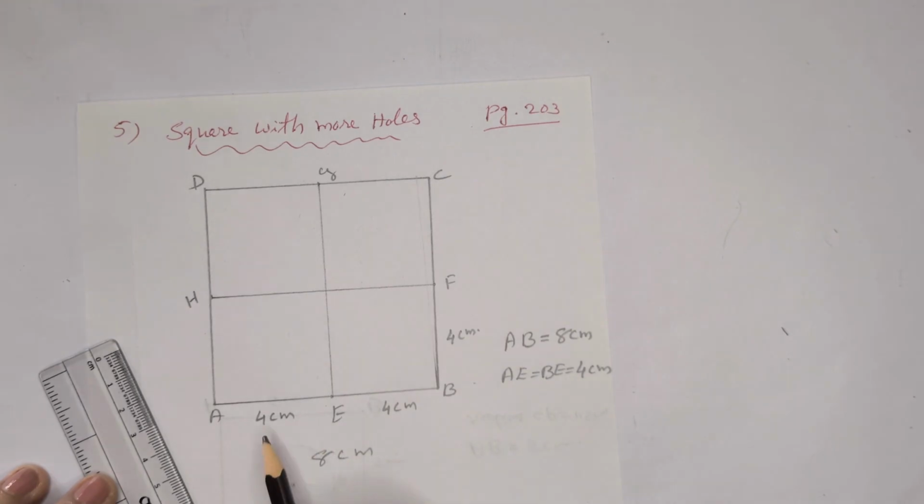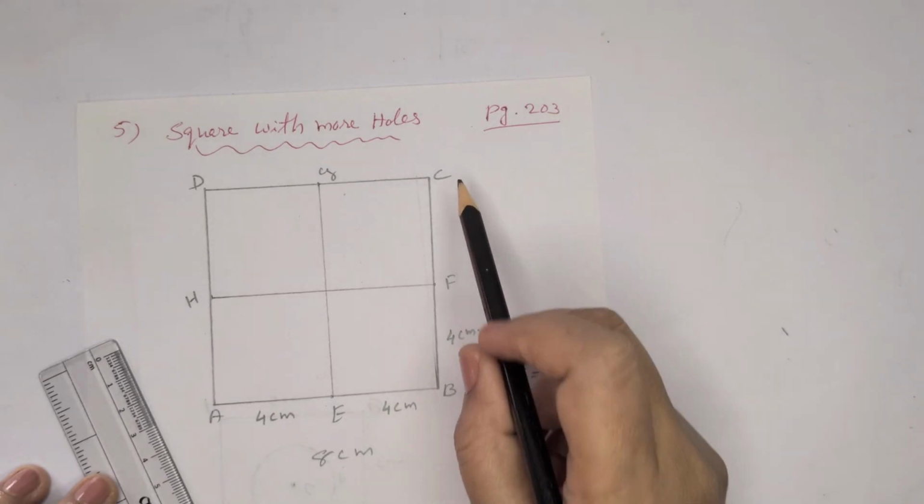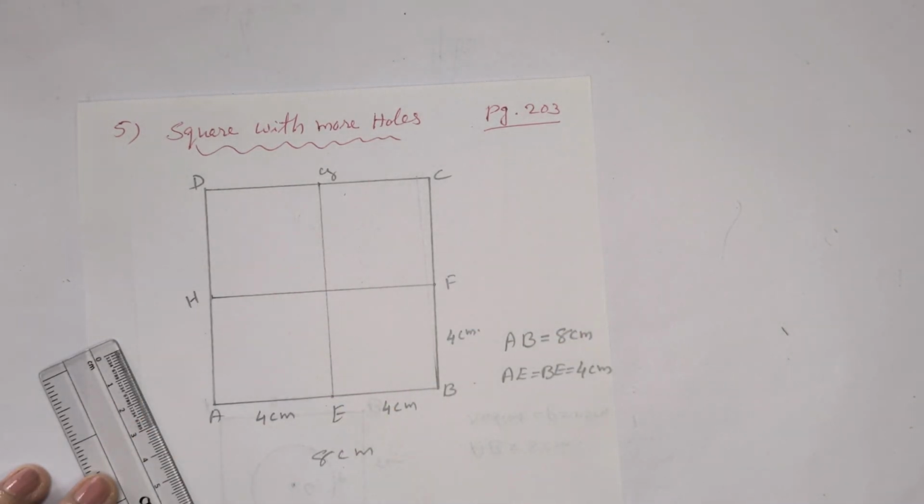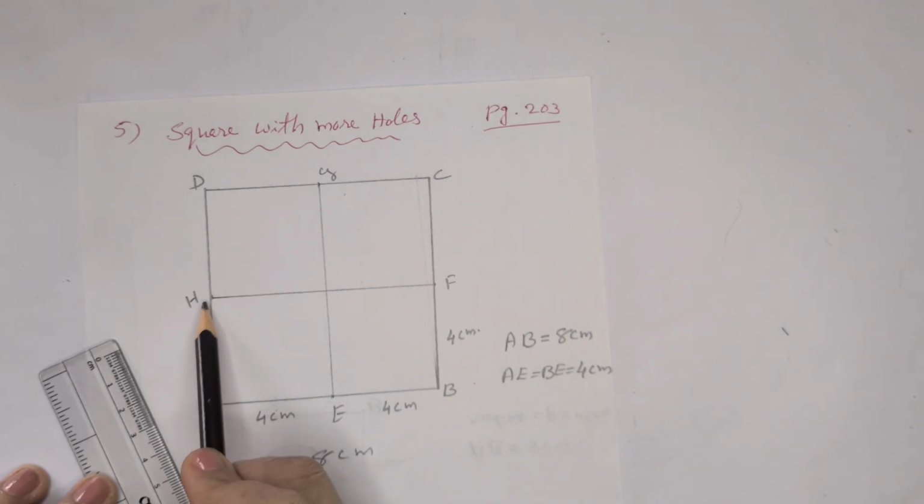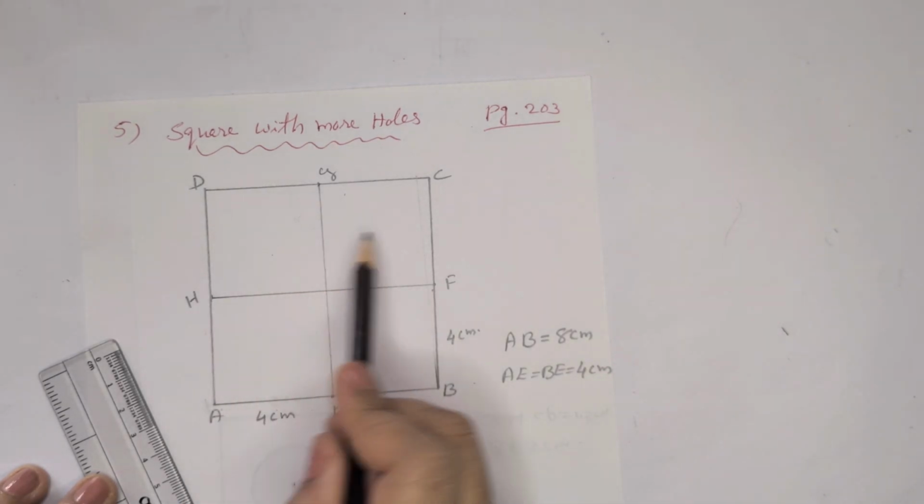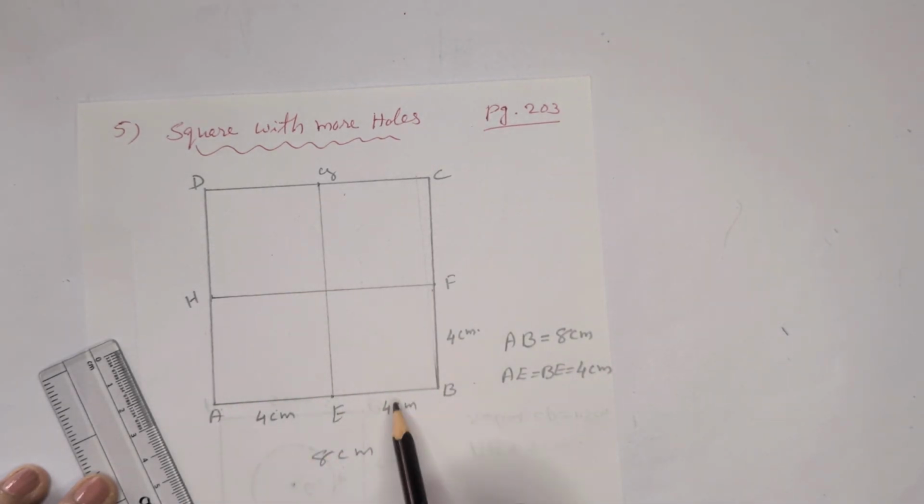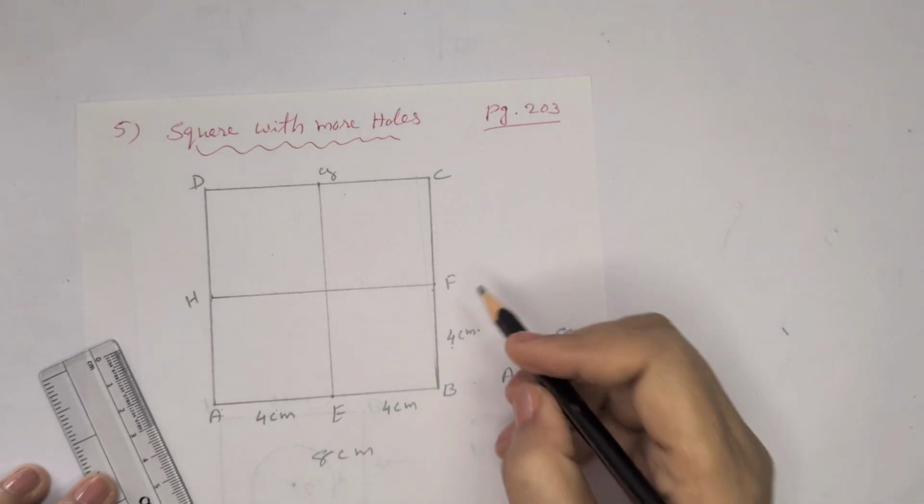For that, first we draw the square of sides 8 centimeter. All sides are equal, with 8 centimeter. AB is equal to BC is equal to CD is equal to AD. Everywhere 8 centimeter and angles are 90 degree. That is the outer square. Then divide that into 4 small squares with 4 centimeter. Mark the midpoint of that 8 centimeter here and here. Join. Same way here also. So we are getting 4 small squares with the side 4 centimeter.